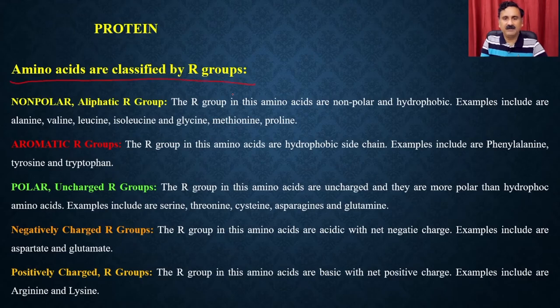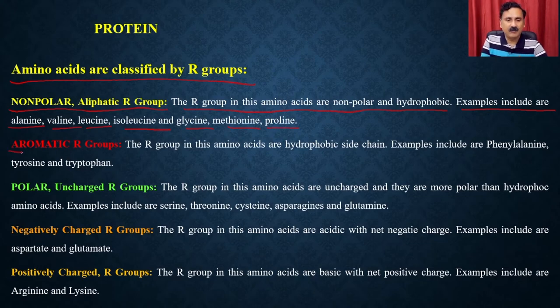Now the amino acids are classified by the R groups. So you can have different types of R groups. You can have the nonpolar aliphatic R groups. The R groups in these amino acids are nonpolar and hydrophobic. Examples include alanine, valine, leucine, isoleucine, glycine, methionine and proline.